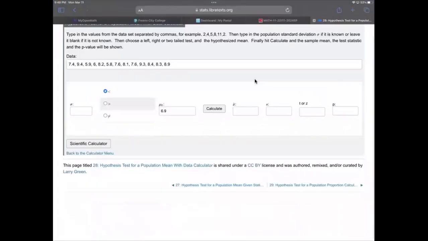Let's go back. Greater. So see me choosing the radio button. I'm going to choose greater. Don't worry about that sigma over on the left. Just leave it blank. Don't worry about it at all. You can read that at the top. It says, don't worry about it. I'm going to hit calculate.